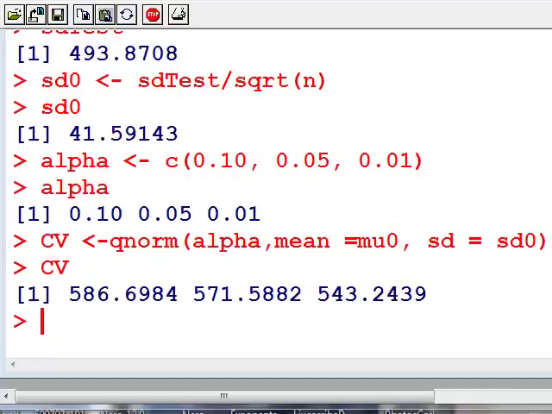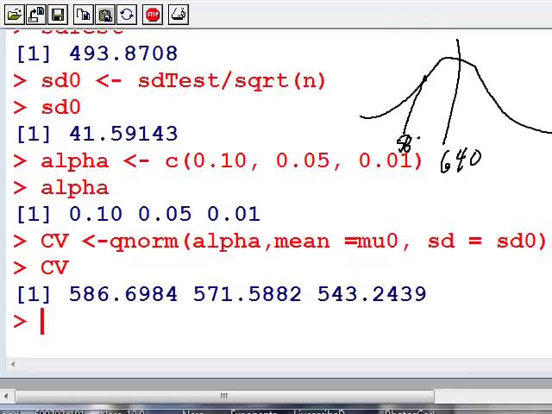Okay, let me draw it. Okay, so we're going to have a curve that's going to look something like this. Right in the middle of it is going to be a 640. Now these critical values are going to show up, and one is at, here's a 580, here's one at 571, and here's one at 543. I want to be able to draw all three of those. I would also like to be able to draw the t-test value. So I'm going to go back and find that.